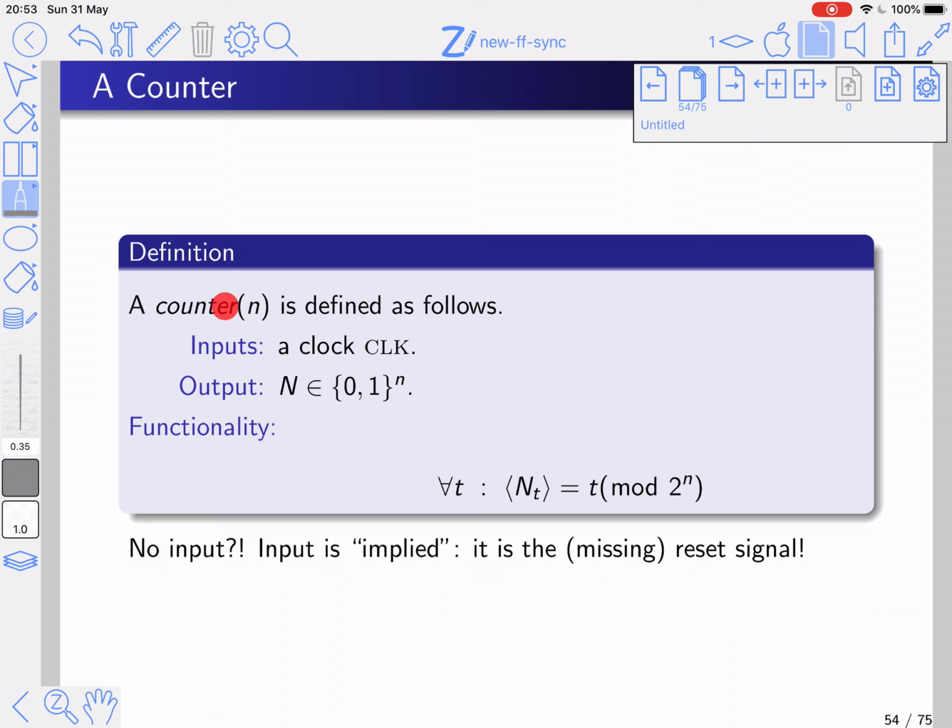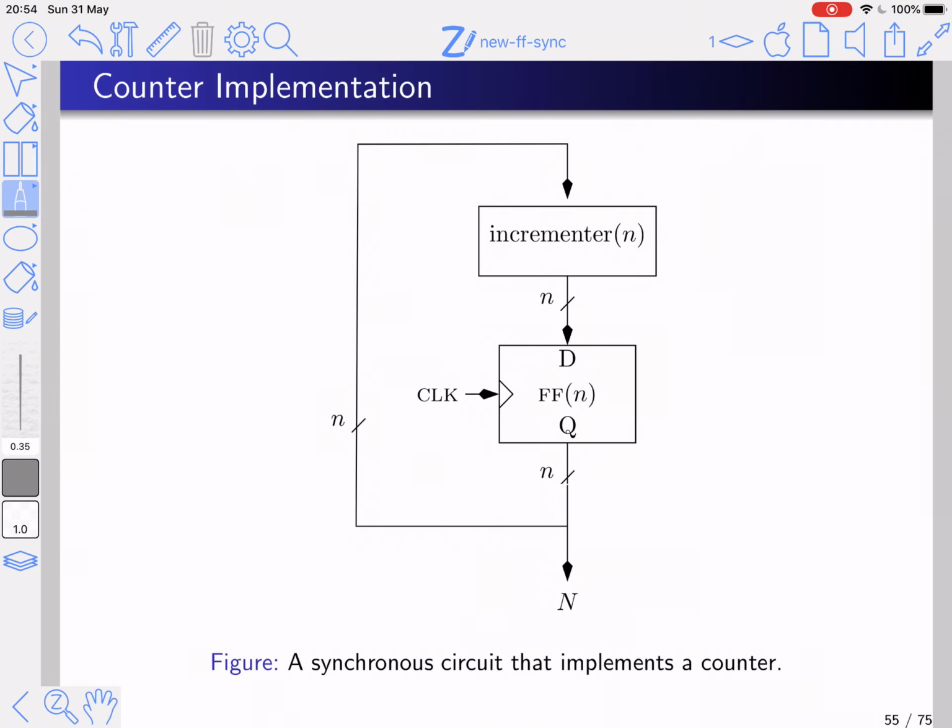Now the functionality of the counter is that the output n in clock cycle t represents in binary the value of the current clock cycle mod 2 to the power of n. This is our functionality. The implementation is quite trivial. We use an incrementer. We already saw what an incrementer is.